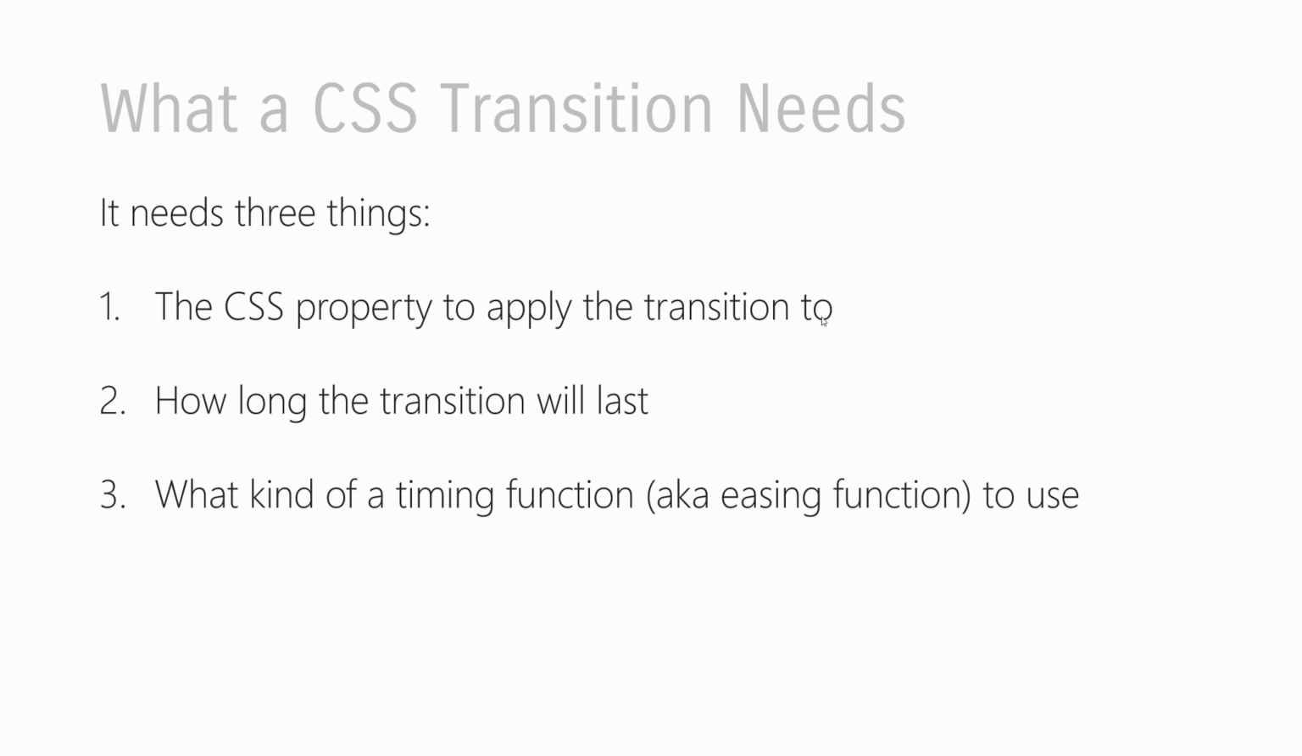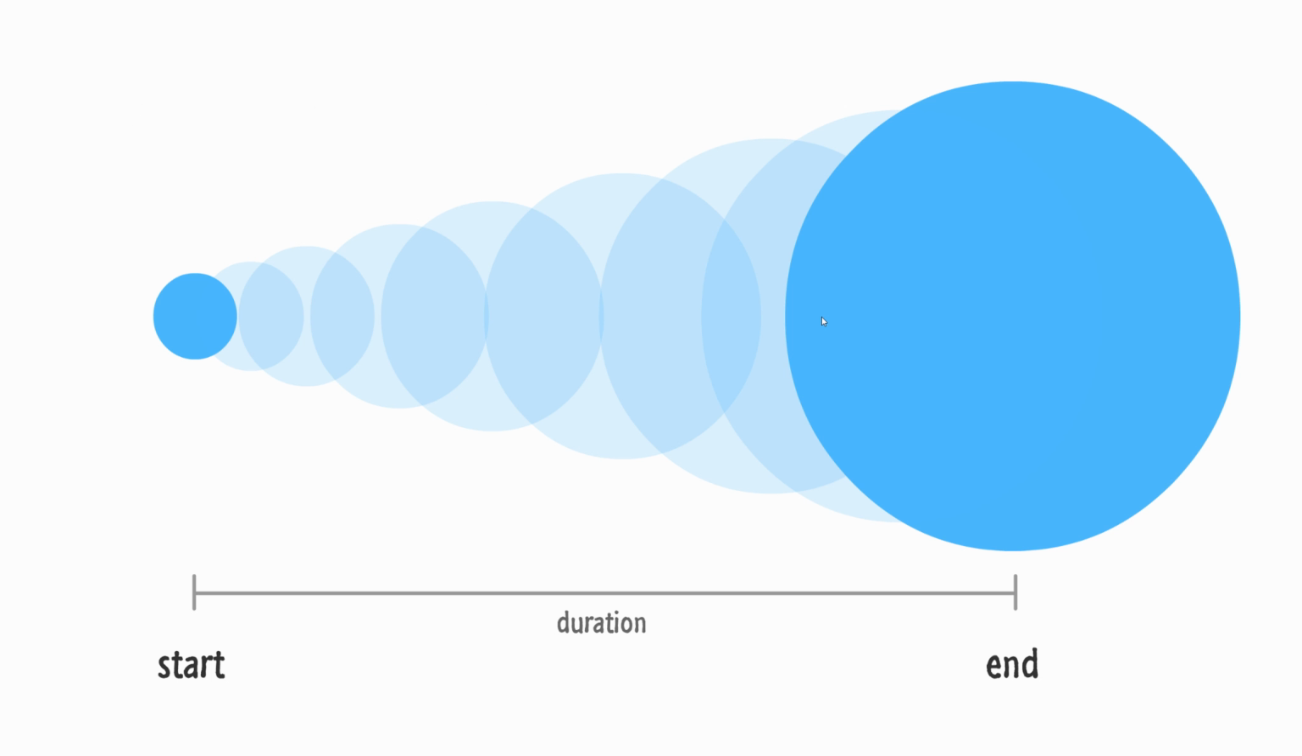So in CSS, a transition needs three things. It needs the CSS property to apply the transition to. It could be the position, it could be the color, it could be the opacity, it could be a whole host of things that CSS properties can define. A CSS transition needs to know how long it will go, what is the duration, how long will it last. And the last thing, which we'll get into in a little bit more detail, is the timing function, the easing function to use to basically take you from point A to point B.